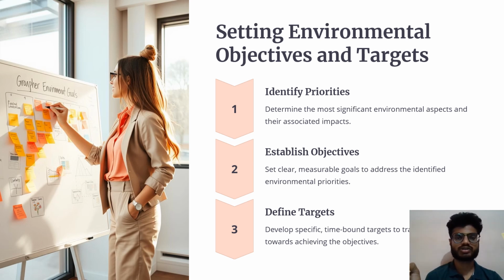After that, we can establish objectives. Like we can set clear, measurable goals to address the environmental priorities. Instead of setting imaginary goals, like we can reduce the pollution to zero, we can reduce it to the minimal extent that must not affect the environment, and on the other hand, it must not affect the production rate also. So the defined targets: developing specific time-bound targets which are easy to achieve the objectives.